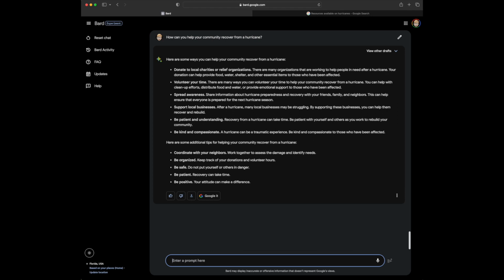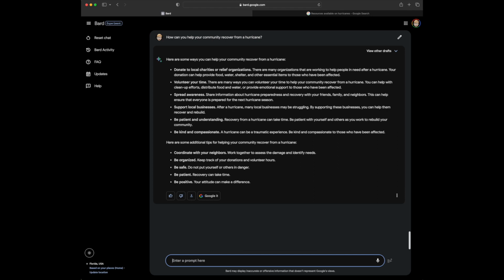Here's some additional tips for helping your community to recover from a hurricane. Coordinate with your neighbors. Work together to assess damage and identify needs. Be organized. Keep track of your donations and volunteer hours. Be safe. Don't put yourself or others in danger. Be patient. Recovery can take time, and be positive. Your attitude can make a difference.